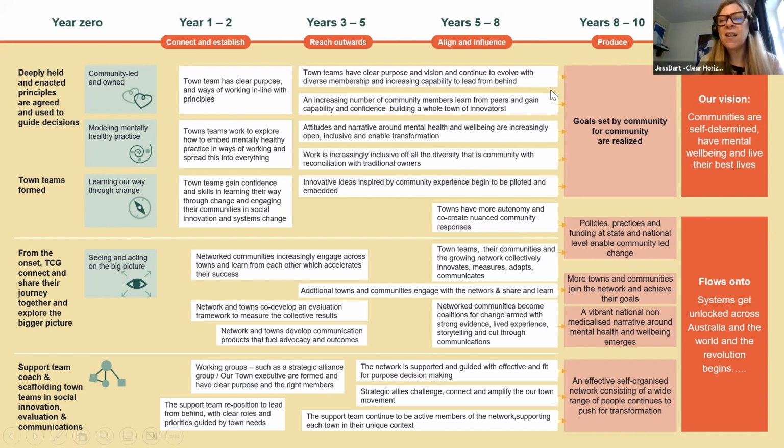But you'll see it's important, because it's community led, that our goals set by community for community are realized, and we don't name them. So each town has its own theory of change, and they've developed it themselves. They're really good at it now. They love their theory of change. Actually, the towns love their theory of change. And so there is actually one for each town, and this is the initiative level one.